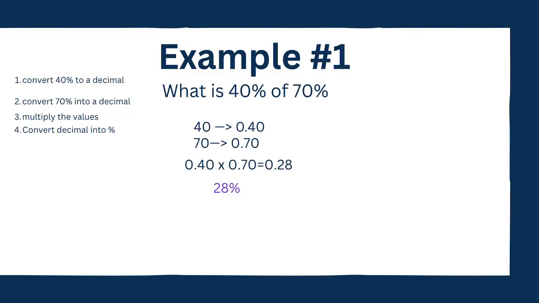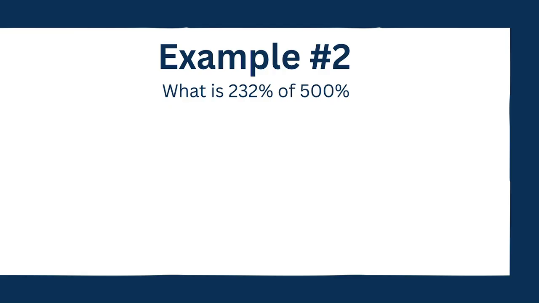Alright, moving on to our next example. So, example number 2, what is 232% of 500%? Now, we're going to have to remember the first step, and that first step would be to turn both these values into decimals. So let's start with 232. We're going to convert that to a decimal. 232 divided by 100 equals 2.32.